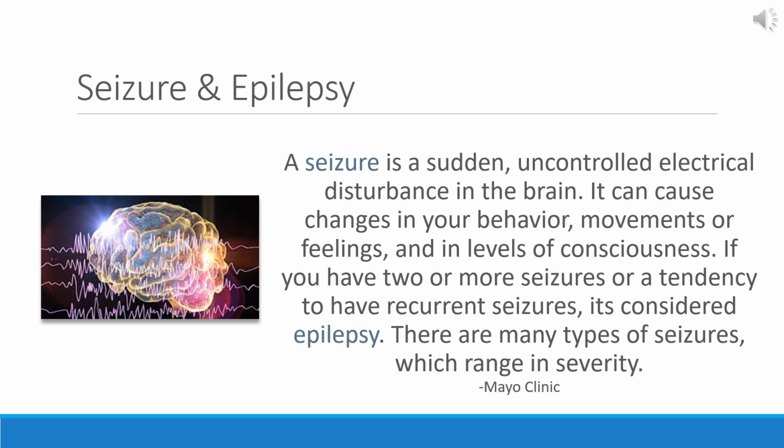Next, we'll review seizures and epilepsy. A seizure is a sudden, uncontrolled electrical disturbance in the brain. It can cause changes in behavior, movements, or feelings, and in levels of consciousness. If you have two or more seizures, or a tendency to have recurrent seizures, it's considered epilepsy.